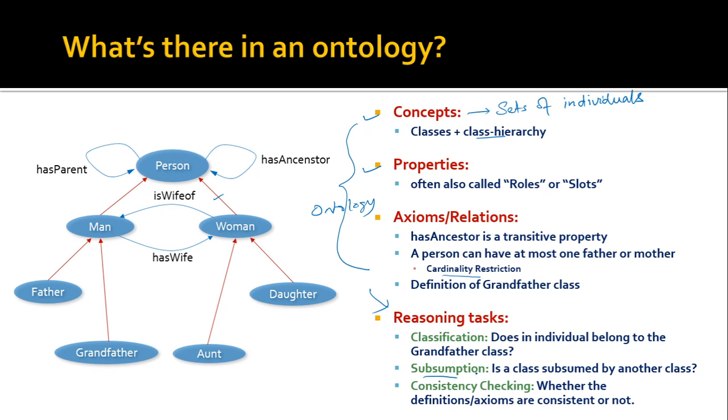And thirdly, we can perform consistency checking, whether the definitions or the axioms are consistent or not, right? For example, you have defined that a person can have at most one father. Now you have an individual for whom you have got two has father relations and both of them have values. Then you know that you have some consistency related problem. So these are the things you can do by reasoning over the ontology, right?